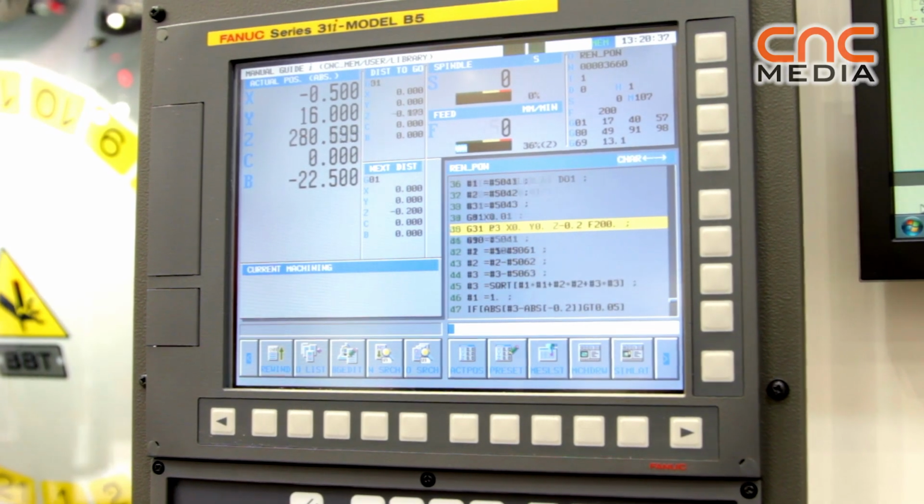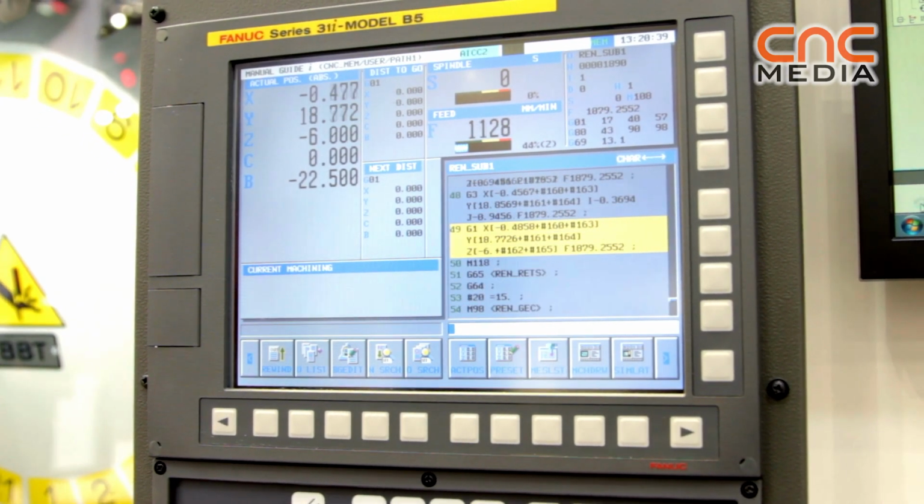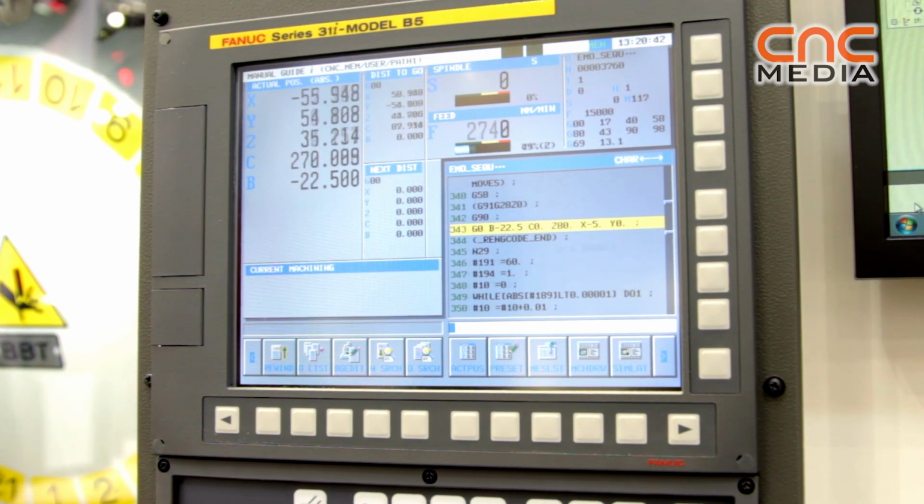This product is the most exciting and the biggest step change in measuring and process control technology on machine tools that there has been in years and years and years.